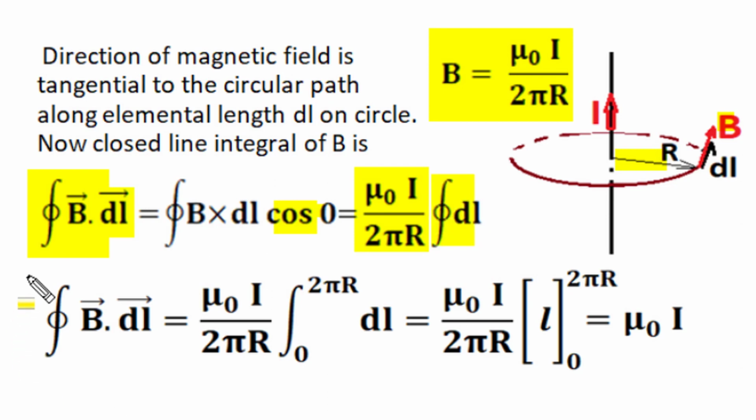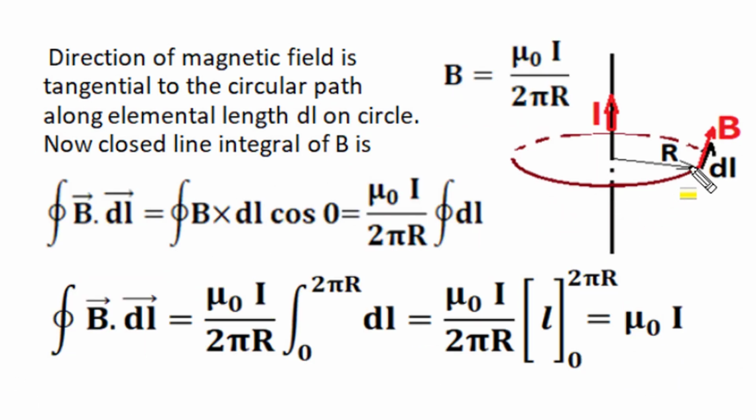So the closed line integral of magnetic field flux density is mu 0 I upon 2 pi r multiplied by the integration of length for the circumference, length 2 pi r, and the integration of dl is L, with limit from 0 to 2 pi r. When we substitute the limit, this 2 pi r gets cancelled by the denominator 2 pi r, and the closed line integral of magnetic field flux density comes as mu 0 times the current enclosed in this loop, or passing through the surface area enclosed by the loop, and this is Ampere Circuital law.